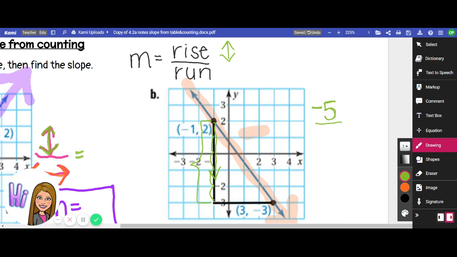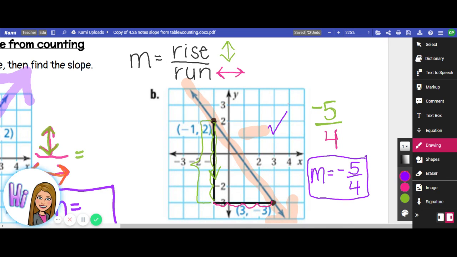And we're not finished because that's just our rise. Now we're going to look at our run, which is how far we are moving side to side. To go side to side, that is from here, 1, 2, 3, 4. So our bottom number is 4. When we read this as a slope, m is equal to a negative over a positive, a -5 over a +4 means a -5/4. So that is a negative, just like we said it would be. And the actual slope is -5/4.